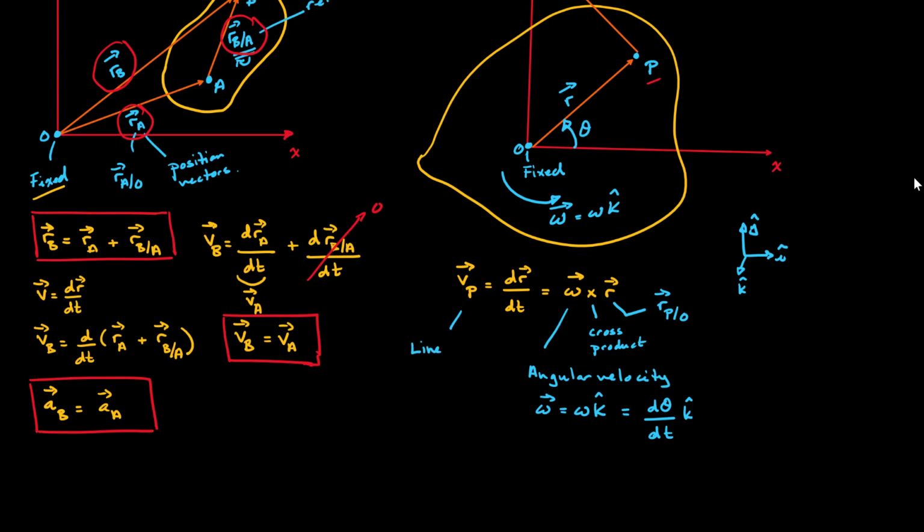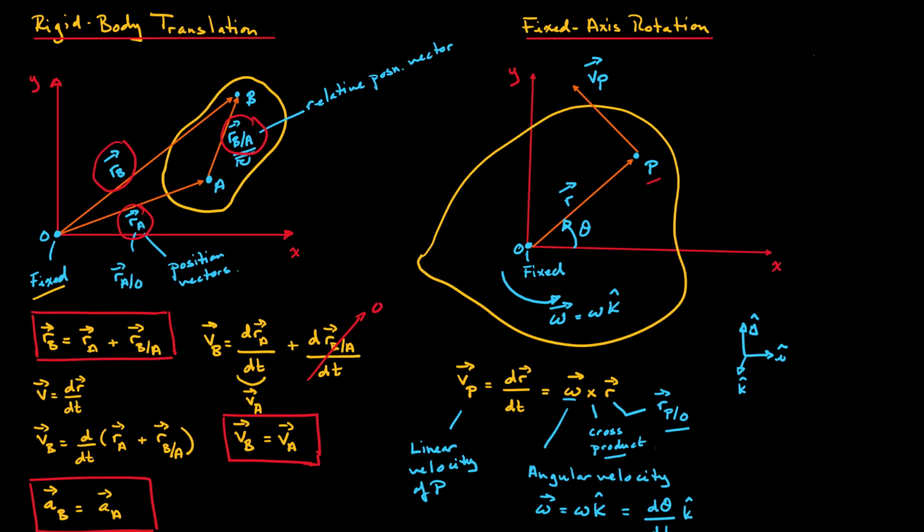So this v_P is our linear velocity of point P. This is omega here, our angular velocity. And note that the angular velocity does not change throughout the body. It is the same. We have a cross product here, and we want to make sure that our position vector is pointing in the right direction. So this linear velocity here, we can write it as omega k crossed with r.